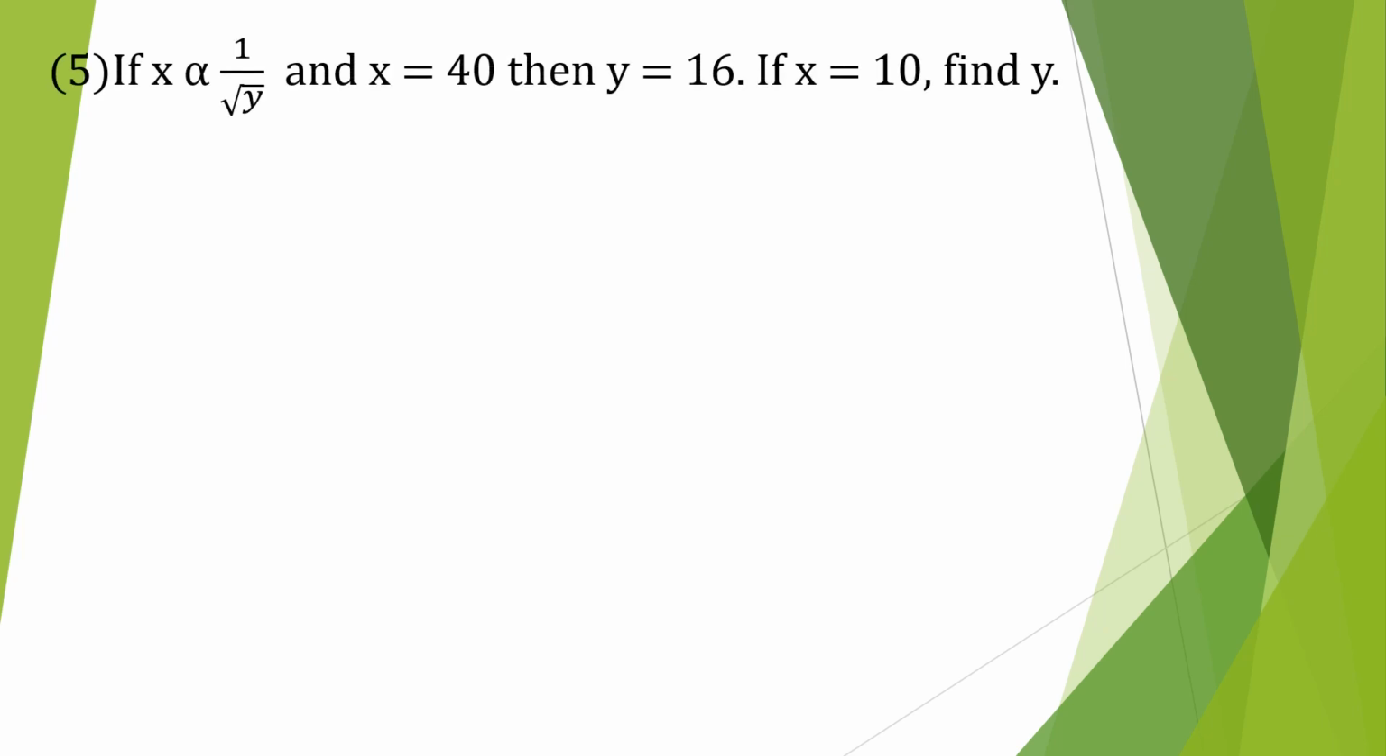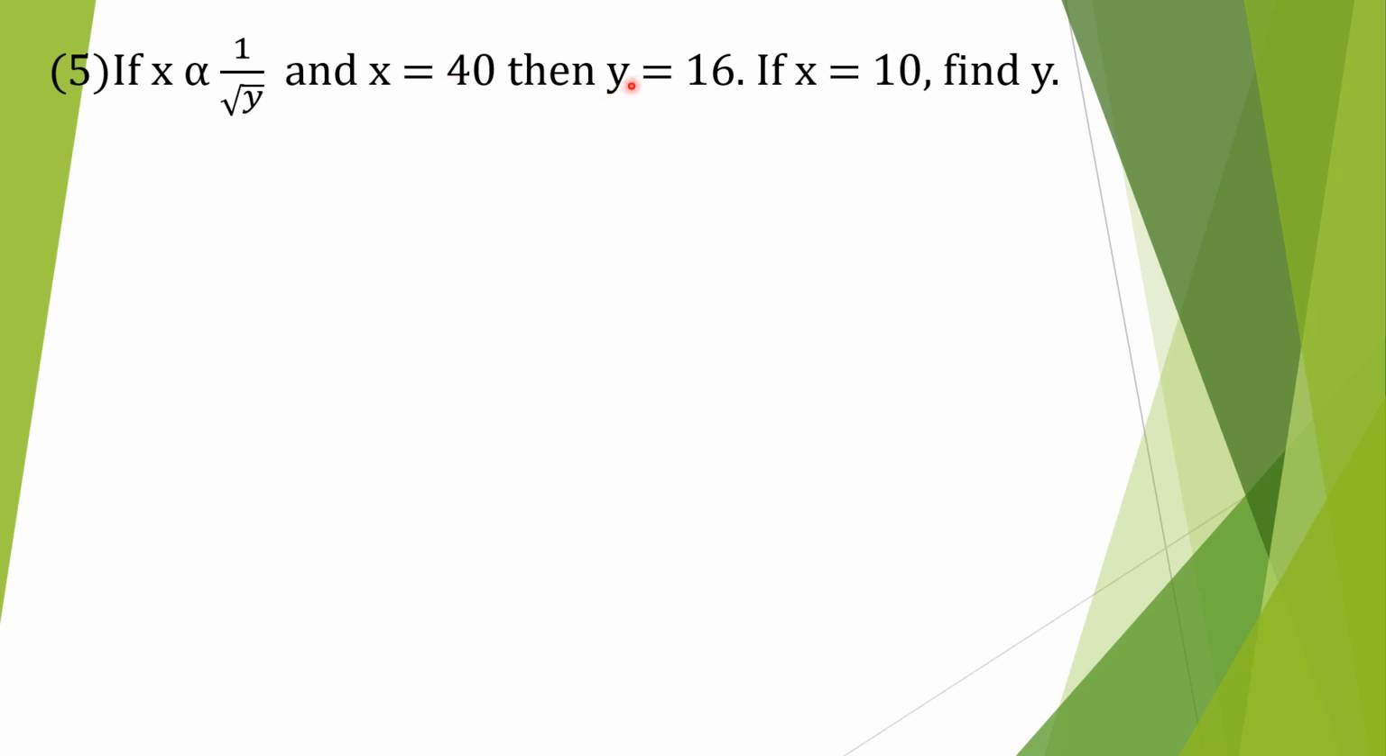Now what is given? If x varies 1 upon square root of y, or I can state it like that, if x varies inversely to square root of y, you can read this in this manner also, and x equal to 40, then y is equal to 16. If the value of x is 40, then you'll get value of y is equal to 16. Now they have asked you if x equal to 10, then find the value of y. You have to find the value of y.